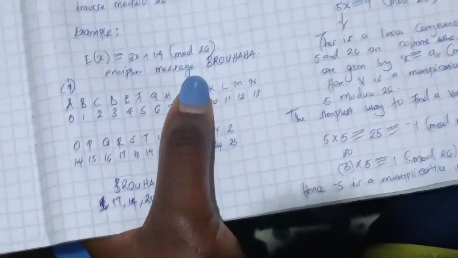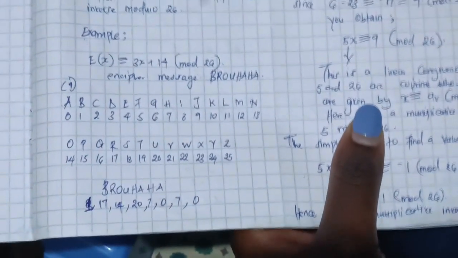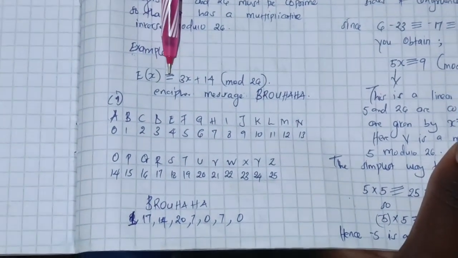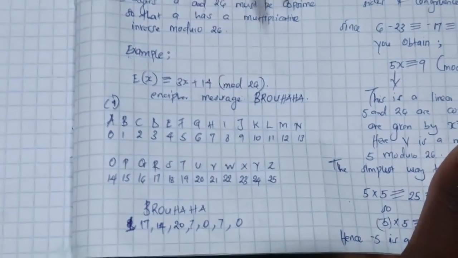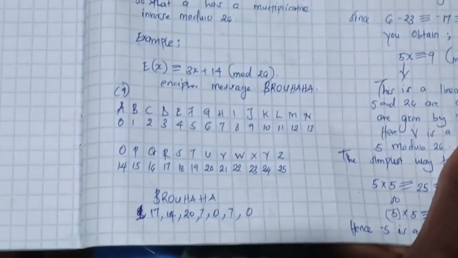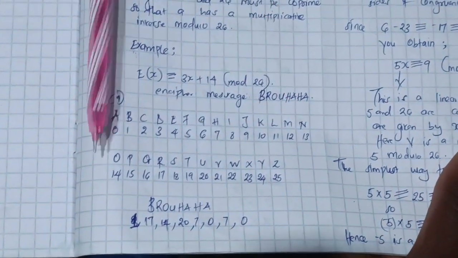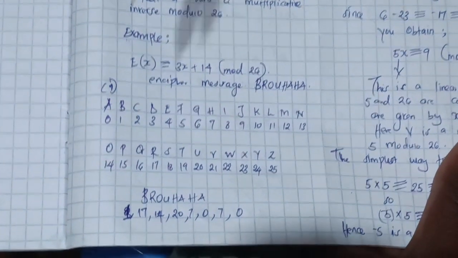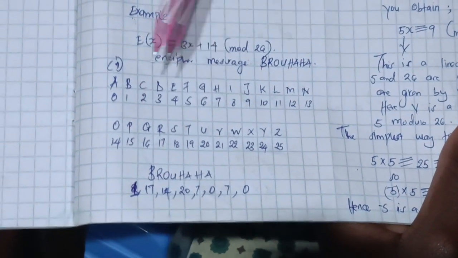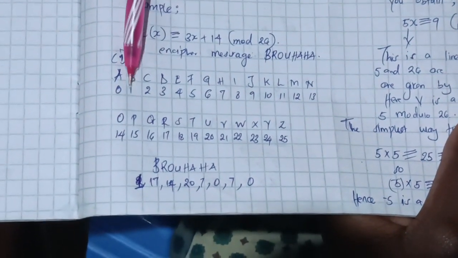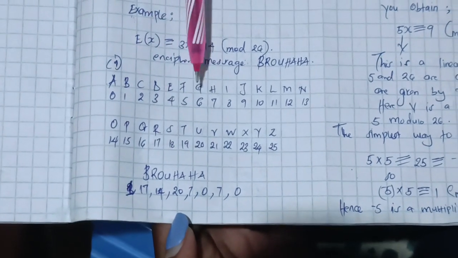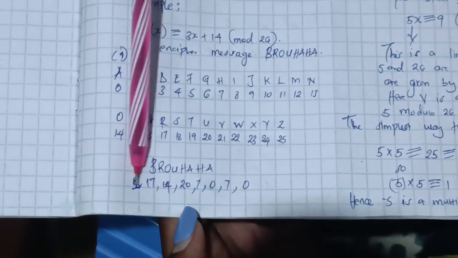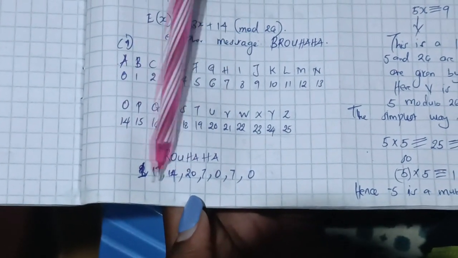As you can see, I have a worked out example of E(x) congruent to 3x plus 14 modulo 26, and we want to encipher the message brouhaha. For that, we'll draw a table representing the alphabets and the numbers. B is number 1, R is number 17, O is number 14. You write them below, remembering to put commas so you can differentiate the numbers.